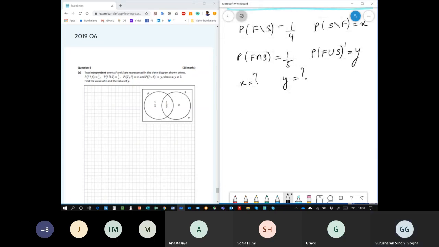So as I said, both events are independent events. So independent events means I can say P of F intersection S equals probability of F multiplied by probability of S. Agree? So let us substitute the values. Intersection is 1 over 5 and probability of F. What is the probability of F?